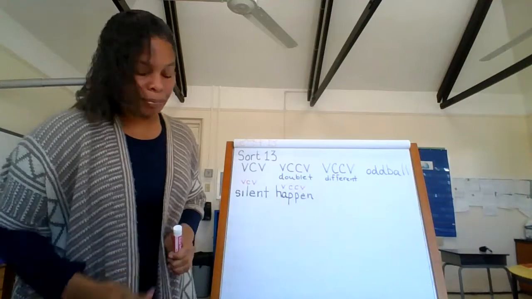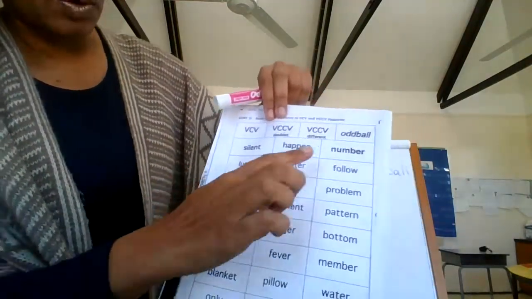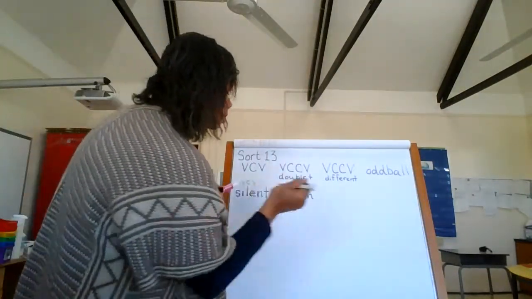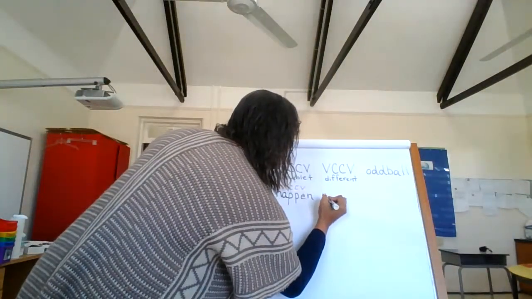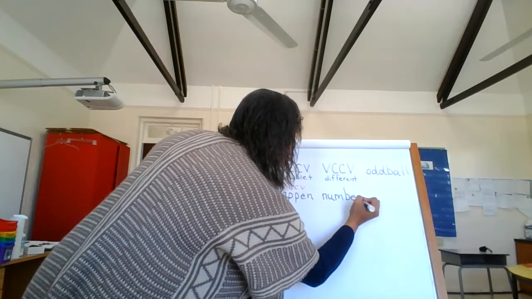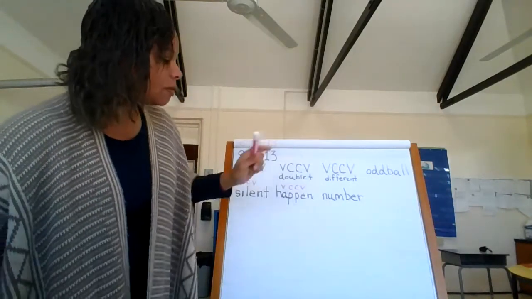Now, under VCCV different, I want you to write the word number. N-U-M-B-E-R. And then above the word number, I want you to put the VCCV pattern.